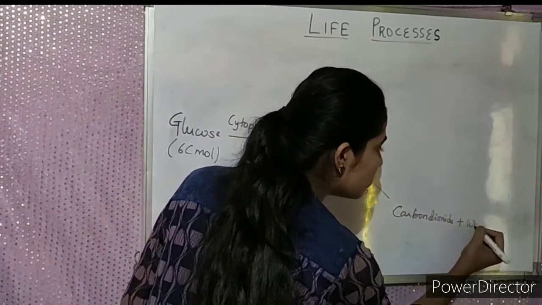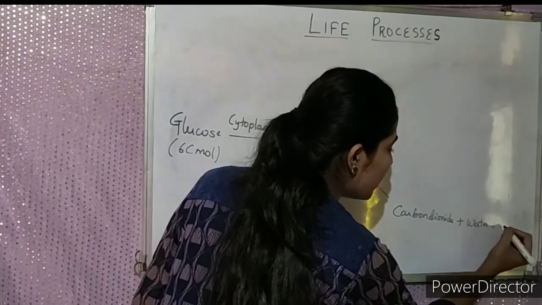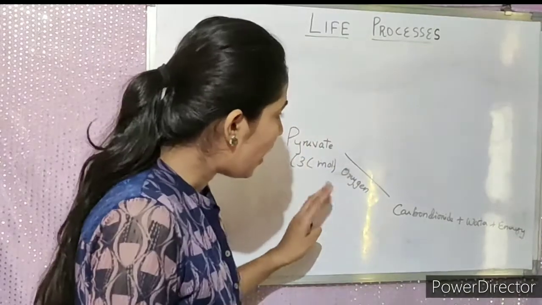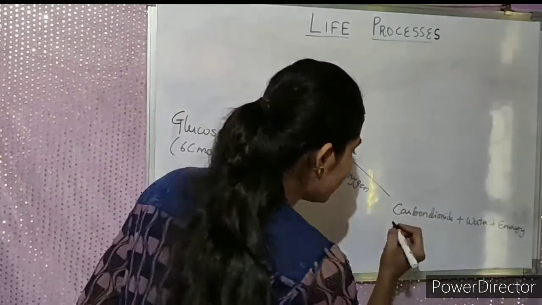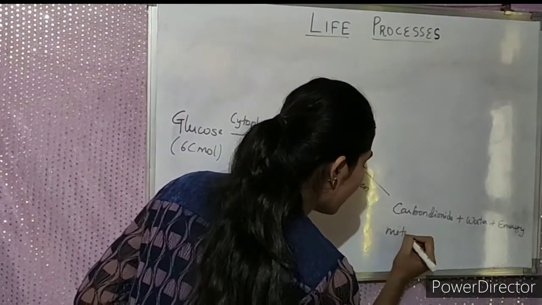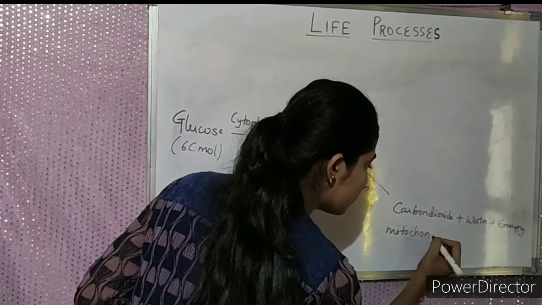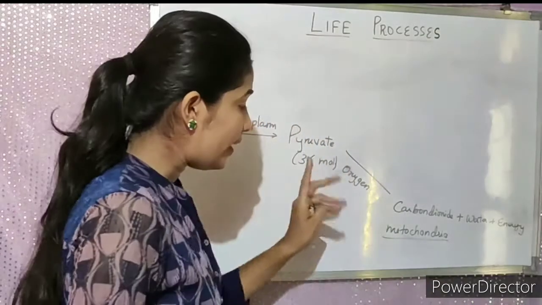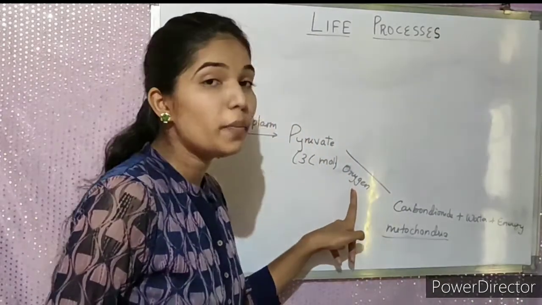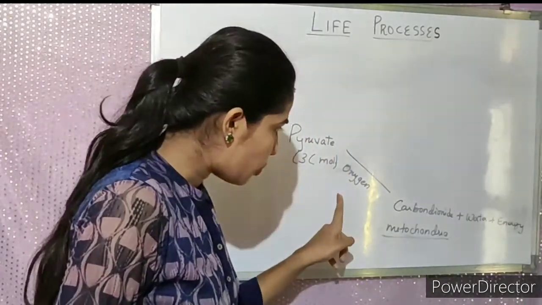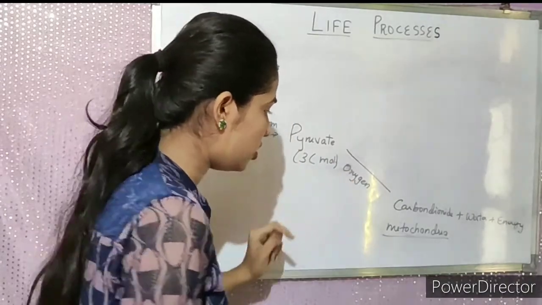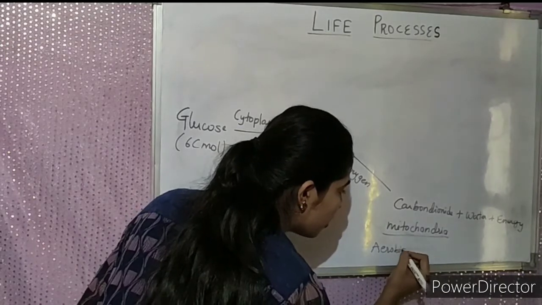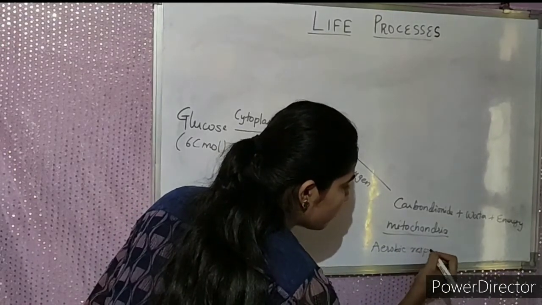plus water plus energy. Okay, and this process takes place in the mitochondria. And in this process there is involvement of oxygen. So such a process, when there is involvement of oxygen, is called aerobic respiration.